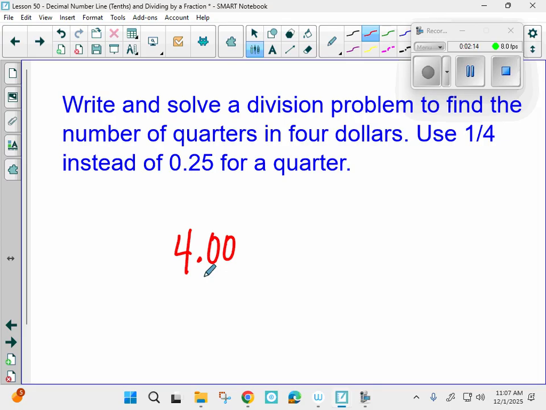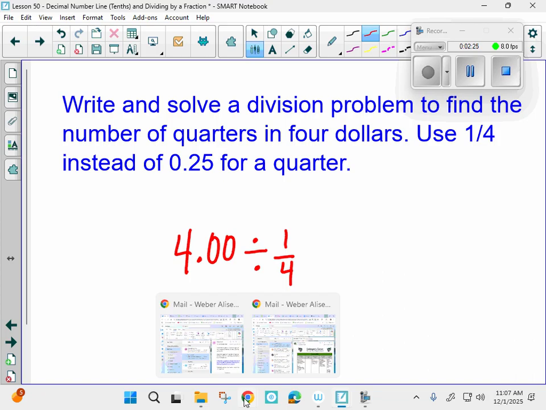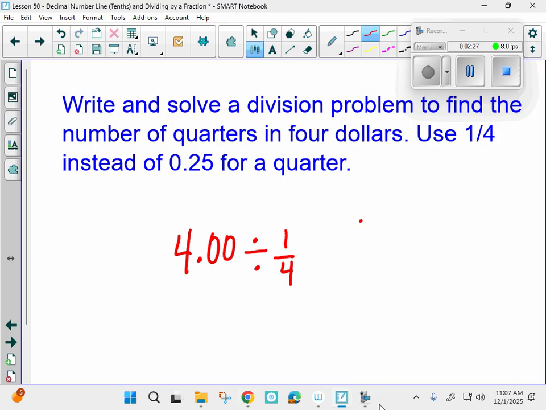Yes, Benny? 4. Nope. I'm actually going to do 4 divided by 1/4. I'm dividing by a quarter. Just listen. Okay, I have $4, and I want to know how many quarters are inside. So I'm going to do 4 divided by 1/4.